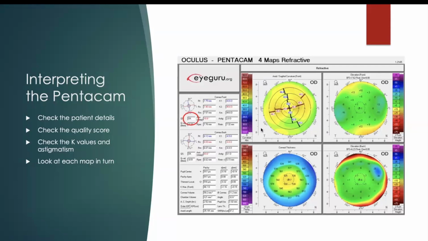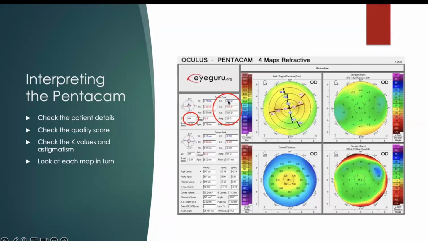You want that to say okay. So that's here in this red line. That just tells you that your quality score is fine and you can interpret this well. And then you want to look at your K values. So your K values are going to interpret that central part of the cornea. You're going to look at K1 and K2 and then the astigmatism as well to see what the difference is.